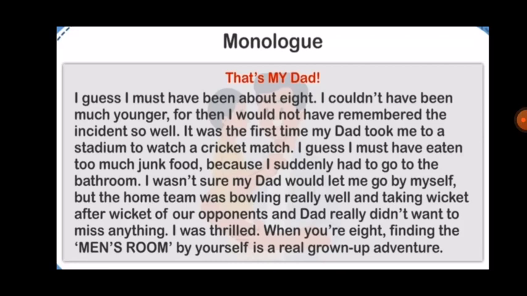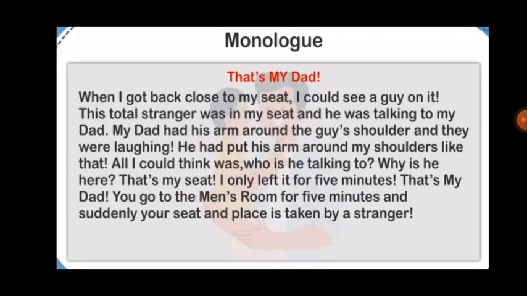Okay, so next you move on to the twist. The second paragraph, you have to move on to the twist in the incident which made you get angry at your father. You have to voice your inner thoughts and feelings. And I also told you, you can use interrogative or exclamatory sentences. We'll read the second paragraph.